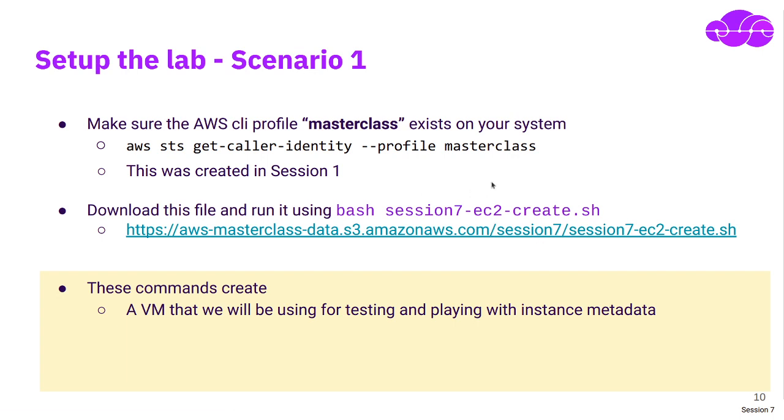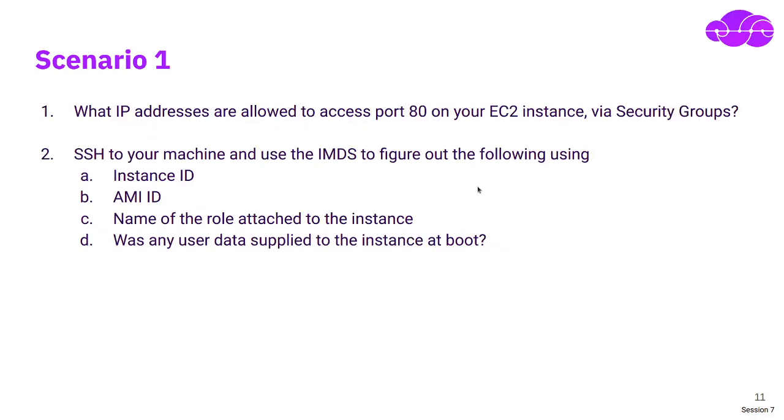All right. So to the questions for this scenario, can you figure out either through the CLI or the console? I'd recommend the console for now. What IP addresses are allowed to access port 80 on your EC2 instance? You don't have to tell me the IP address because those are going to be your public IP addresses. But tell me and confirm whether it's only one IP address or there are more IP addresses that are allowed access to port 80.